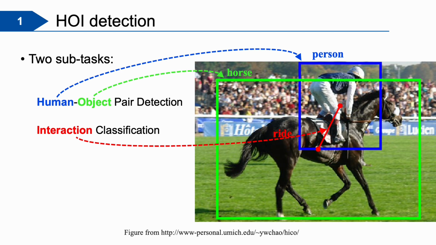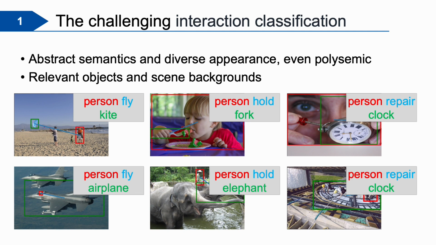The HOI detection task has two subtasks. As shown in the picture, the first is to detect each pair of human and object, like the person-horse pair in the image. This is similar to object detection. The second subtask is to classify each pair detected into some interaction categories, like the red category for the person-horse pair. HOI classification is very challenging.